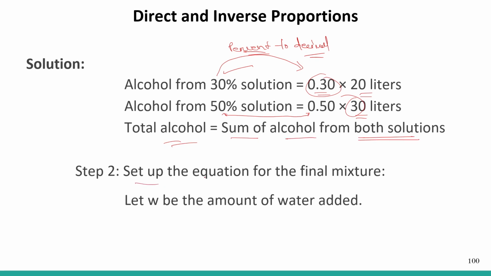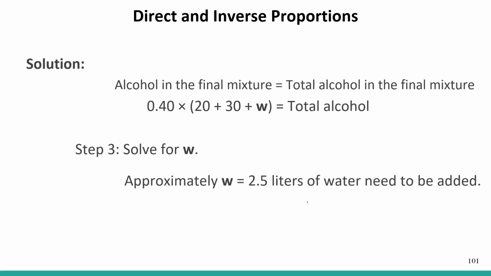Okay, so setting up the equation for the final mixture. Let W be the amount of water added. So total alcohol in the final mixture is 0.40 into (20 plus 30 plus W), and that is equal to total alcohol. Solving for W, approximately W is equal to 2.5 liters of water needed to be added.